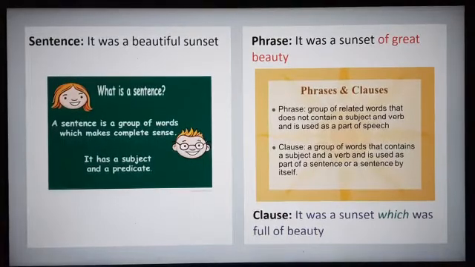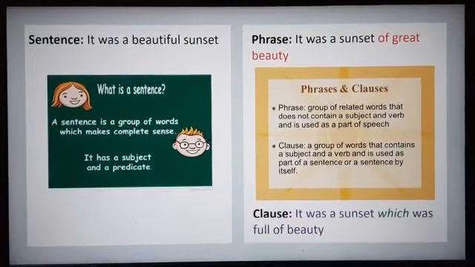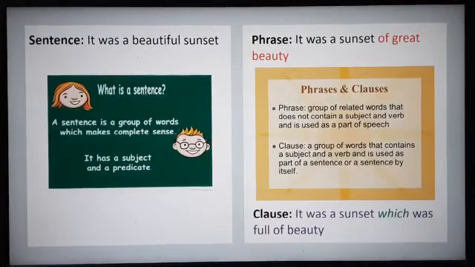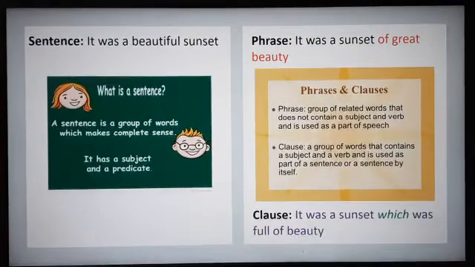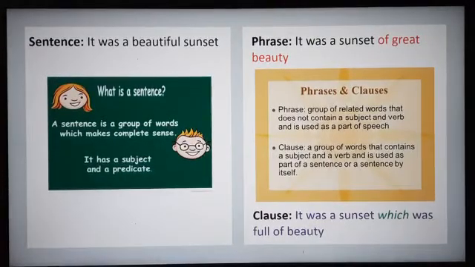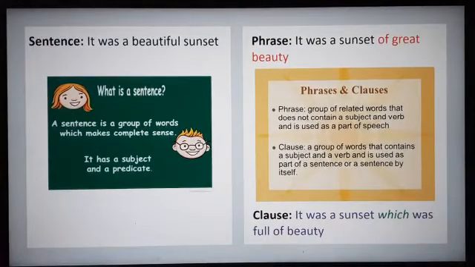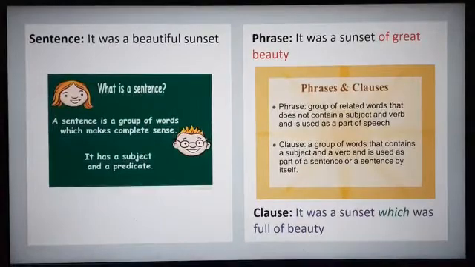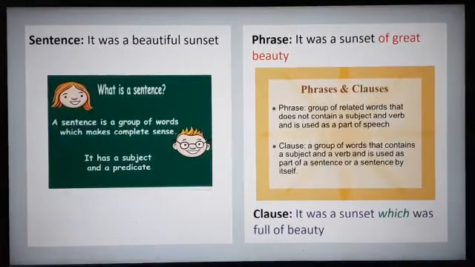What is a clause, students? A clause is a group of words that contains a subject and a verb and is used as a part of the sentence. It is not an independent sentence, but it is a part of a sentence containing the subject and the verb. Now here there are three related examples for you so that you can understand the difference. What is a sentence?